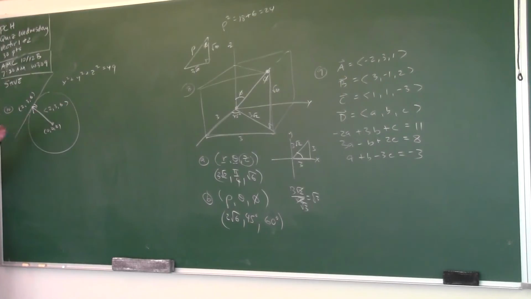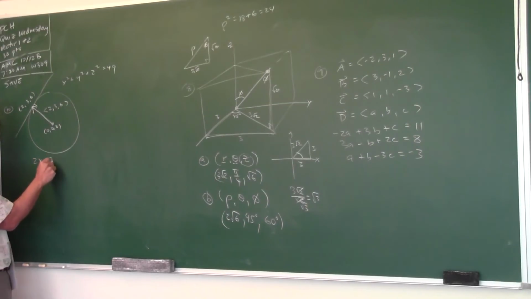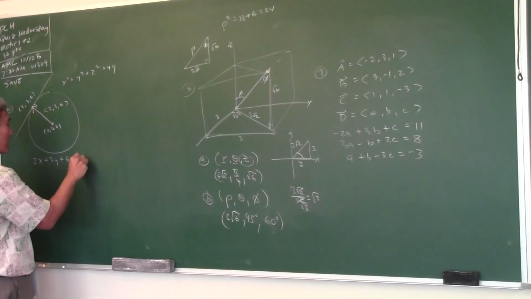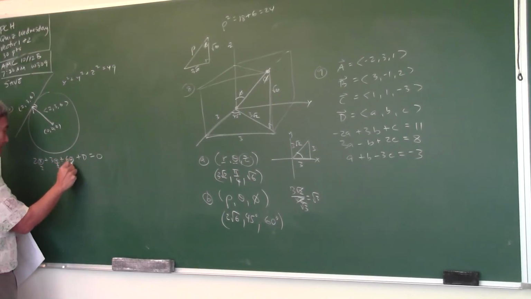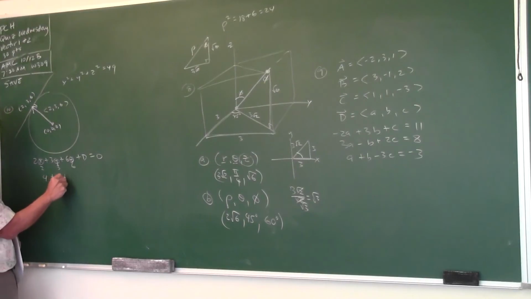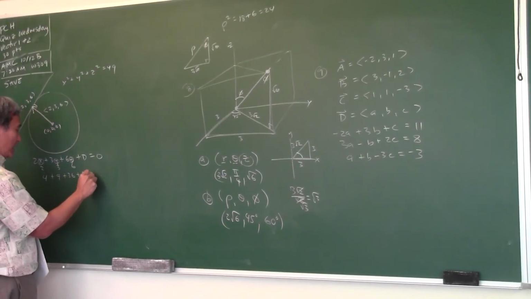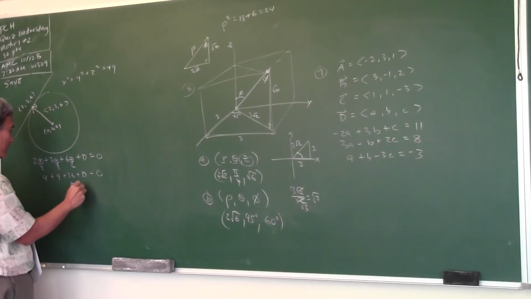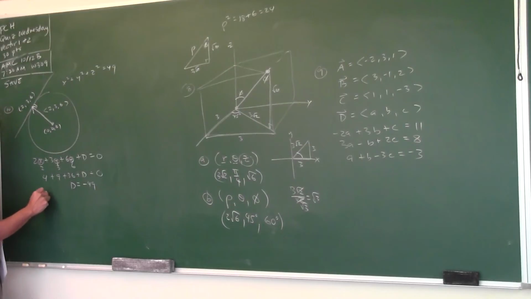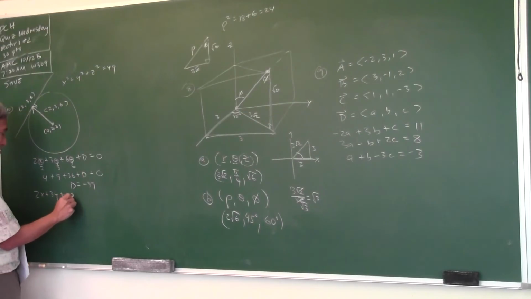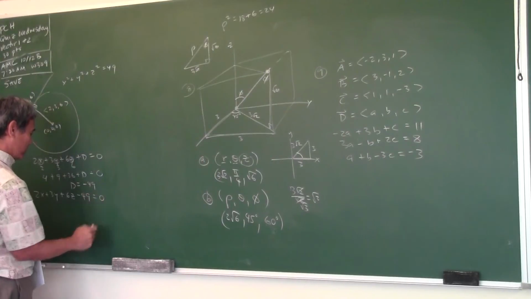So since this vector is perpendicular to the plane, what's the equation of this plane? 2x plus 3y plus 6z plus d equals 0. And how do I figure out what d is? You plug in a point that's on the plane, which is 2, 3, 6. So if I plug in 2, 3, 6, you get 4 plus 9 plus 36 plus d equals 0. Therefore, d is equal to -49. So the equation of the plane is 2x plus 3y plus 6z minus 49 equals 0.